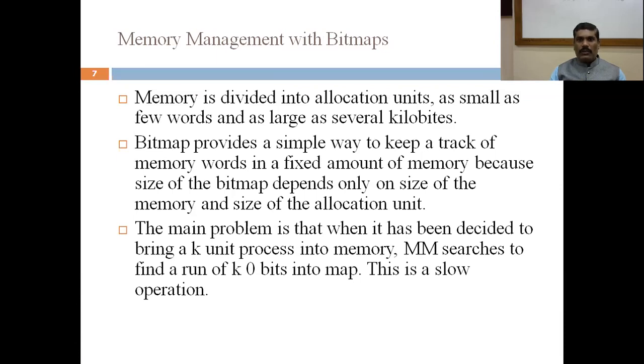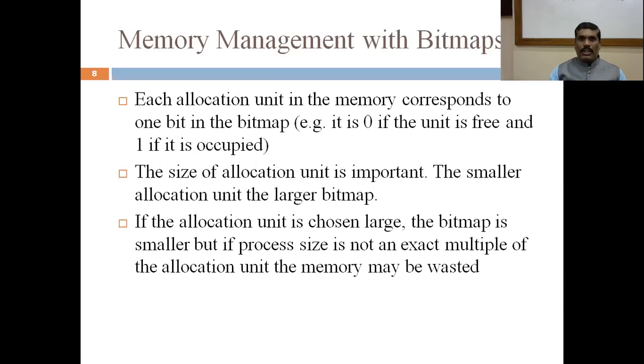The main problem is that when it has been decided to bring a K unit process into memory, the memory manager searches to find a run of K 0 bits in the map. This is a slow operation. Each allocation unit in the memory corresponds to 1 bit in the bitmap. If it is 0, the unit is free, and if it is 1, the unit is occupied. The size of the allocation unit is important. The smaller the allocation unit, the larger the bitmap. If the allocation unit is chosen large, the bitmap is smaller, but if the process size is not an exact multiple of the allocation unit, memory may be wasted.